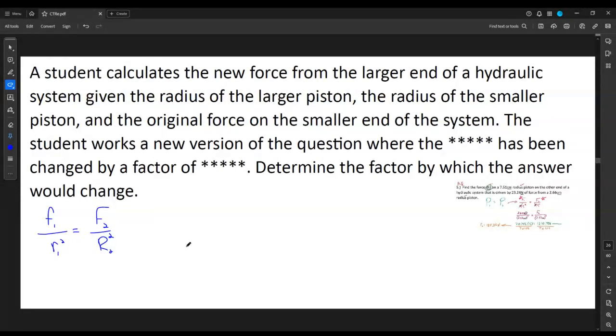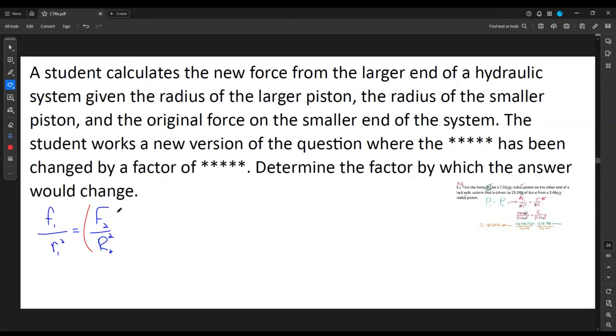Okay, then if we read the question, we're going to find the new force from the larger end of the system. So that's the larger force. We're going to get this by itself. So you might be tempted to cross multiply and divide and fully work through the proportion, but don't do that. It's extra steps here. The only thing that really needs to move away is right here.